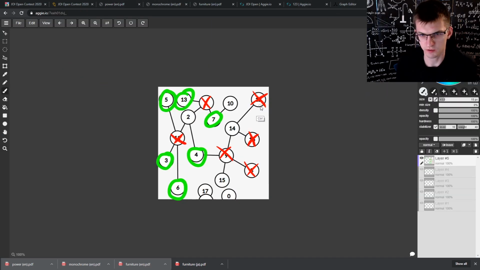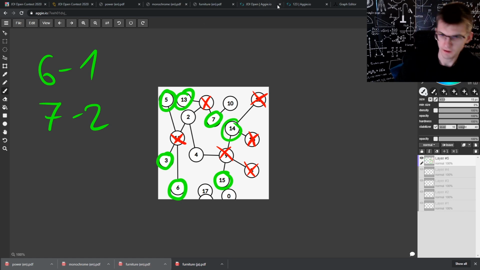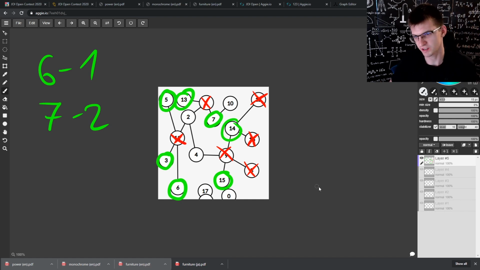What if I didn't take 4 and instead I took 14 and 15? Then I would get 7 green minus 2 bad ones. So again, either I can get it like that or like this, 7 minus 2. Yeah, and I think that's an easy bottom-up tree DP, isn't it?